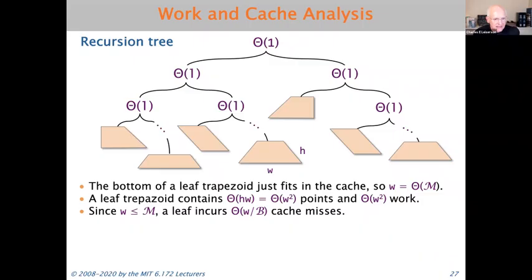So that's how many misses it takes, but notice this, it's doing W squared work. That's really good that we're doing a lot of work, but we're having relatively few cache misses. Now there are NT points overall. That's what we said was in our iteration space. And each base case trapezoid we've just argued contains theta HW or theta W squared, either way.